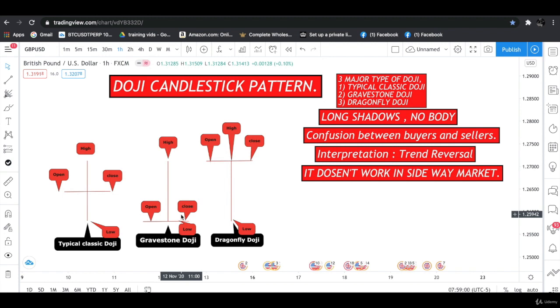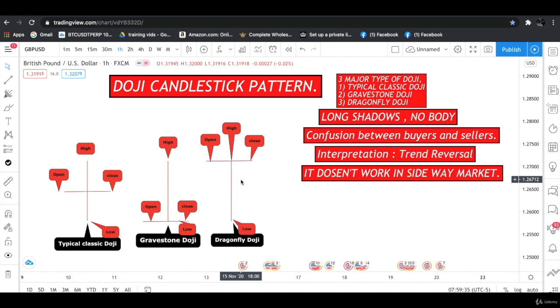The last one, the dragonfly Doji, is like the alphabet T. It has the same characteristics, long shadows but no body at all. This is the opening price, the closing, and the high and the low remain the same. So we have discussed three types of major Dojis over here.